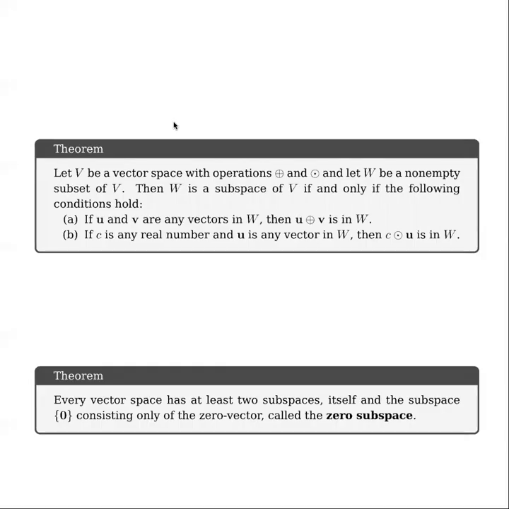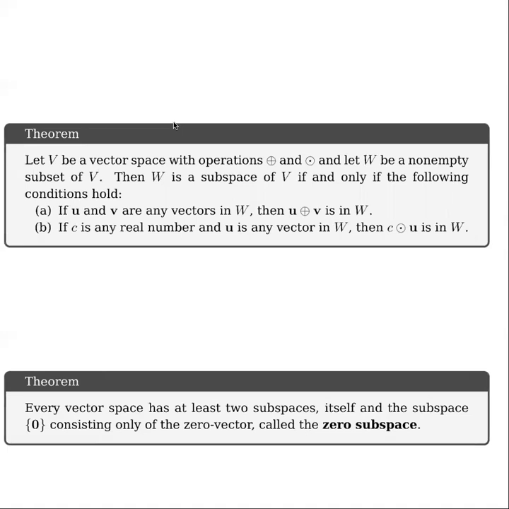Now here comes an important theorem. Okay, so the important theorem is this. We have a vector space V with these operations, and W is a subset. Then W is a subspace of V if and only if the following two conditions hold. A, if U and V are any vectors in W, then their sum is in W. B, if C is any scalar and U is any vector in W, then C times U is in W.